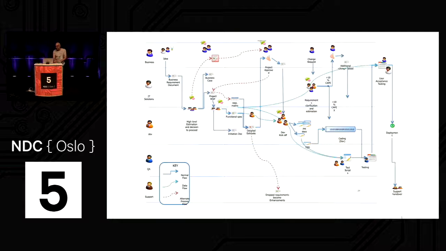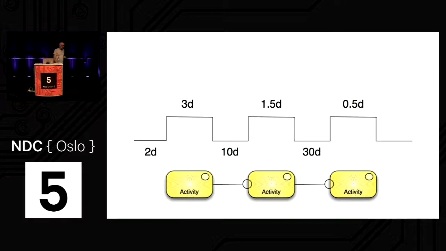And I kind of like this tool called a value stream map for visualizing work. And this is another real example of a value stream map. Names removed to protect the innocent.